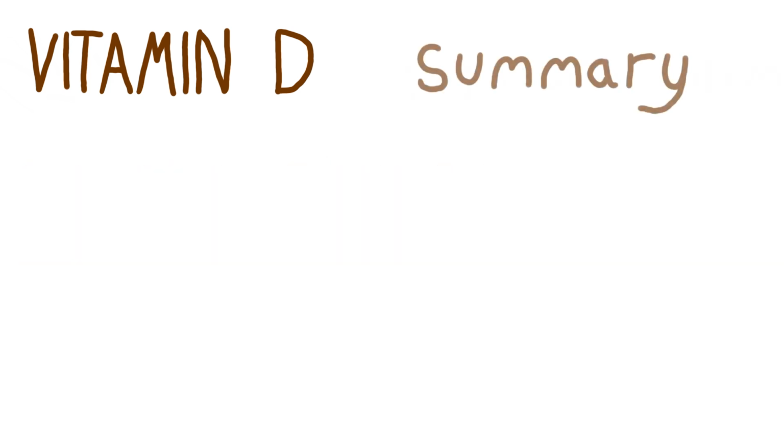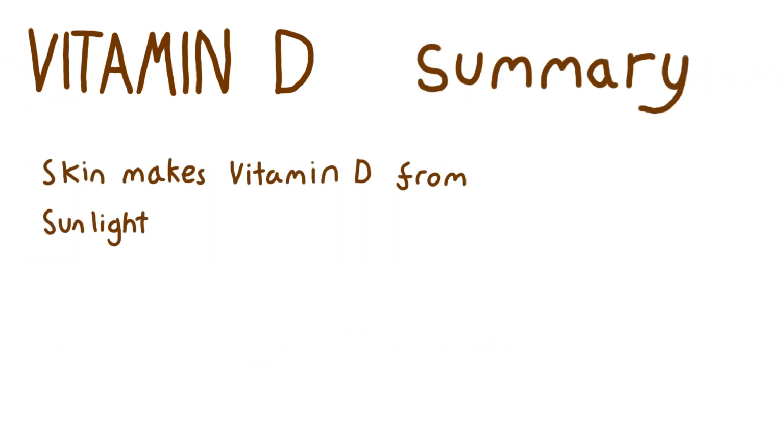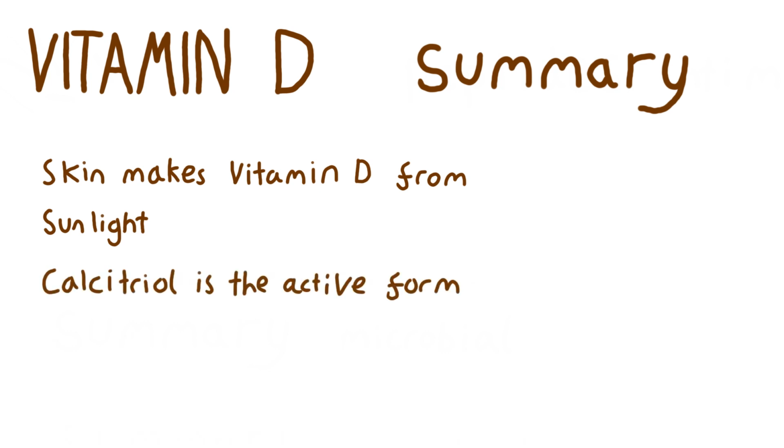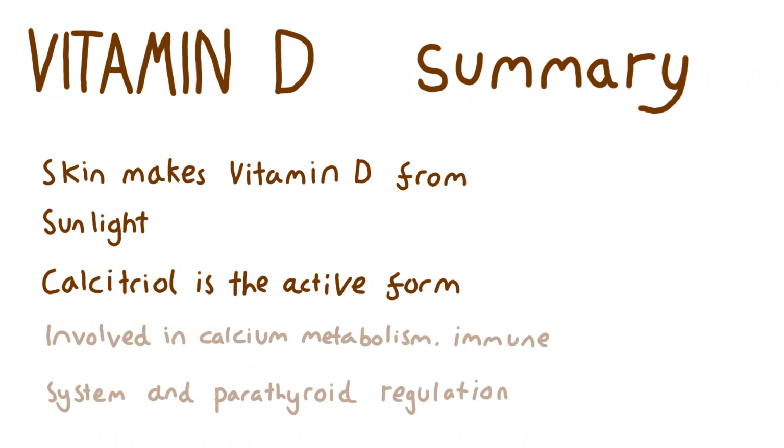So, in summary, the skin produces vitamin D from cholesterol when exposed to UVB sunlight. Vitamin D is converted to calcitriol and is then active. The most well-known role of calcitriol is in calcium metabolism, but it has many other effects, such as in the immune system and on the parathyroid gland.